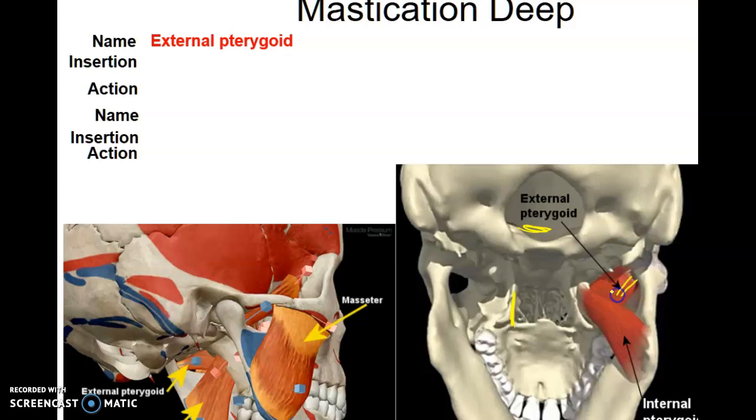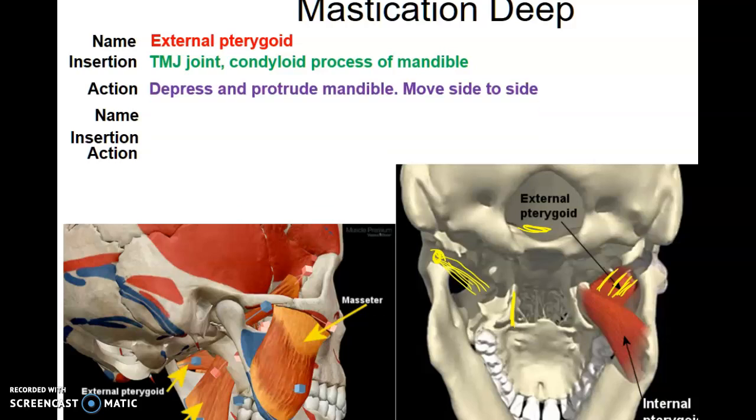This is the external pterygoid right here, because it's on the outside. It is going to insert on the temporomandibular joint and the condyloid process of the mandible. So it's going to attach to the mandible up here, and it is going to be attached to one of the pterygoid processes of the sphenoid bone. Since I didn't make a big stink about them with the sphenoid bone, I'm not making a big stink here. Their action is depression, so it's going to actually be pulling downwards. And protraction. It's going to cause you to stick out your jaw, and it also helps moving side to side.